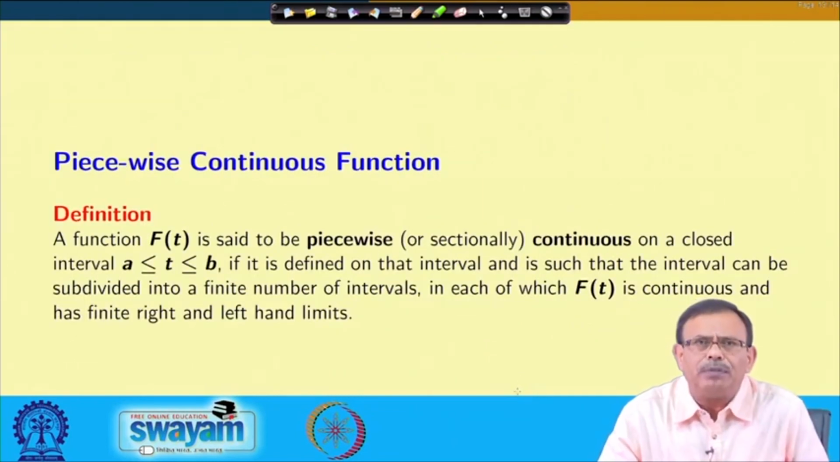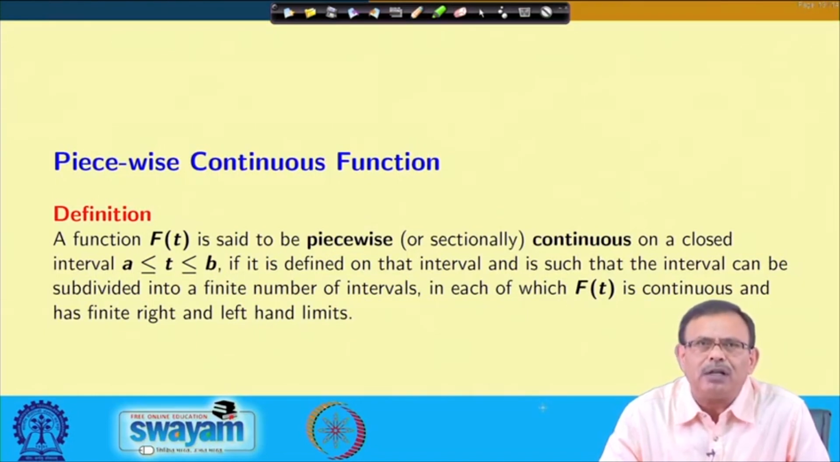Now, come to a piecewise continuous function. A function f(t) is said to be piecewise continuous or sectionally continuous on a closed interval a to b if it is defined on that interval and the interval can be subdivided into a finite number of intervals, in each of which f(t) is continuous and has finite right and left hand limit.